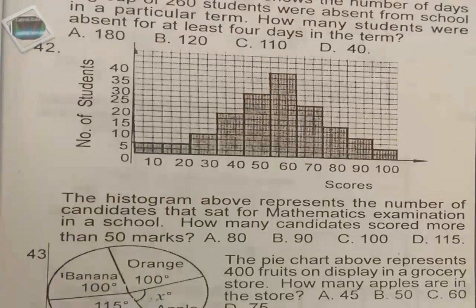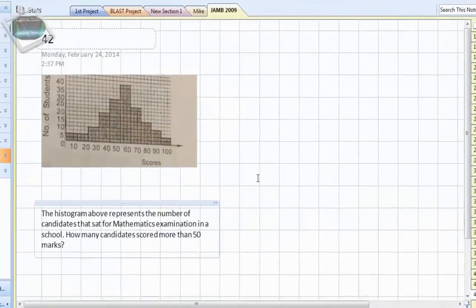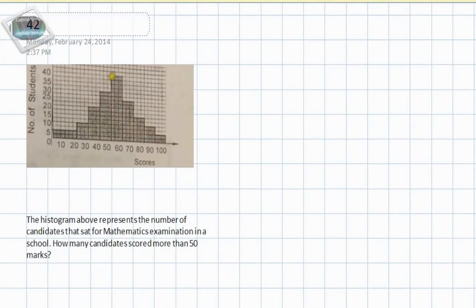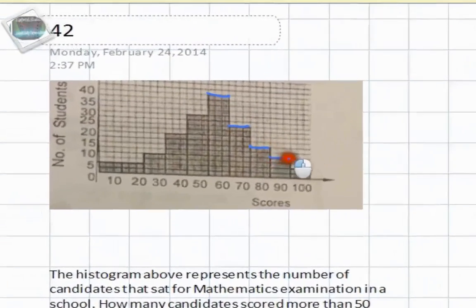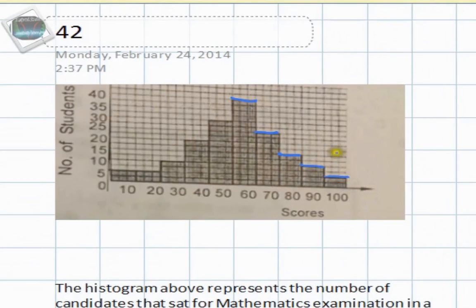Alright, so here we have question 42, and it shows us a histogram, and it says the histogram above represents the number of candidates that sat for mathematics examination in school. How many candidates scored more than 50 marks? Okay, so we're going to look at up here, this, this, this, and this, and we're going to add all of them. So number of students that scored above the 50 mark, so we're going to look here.